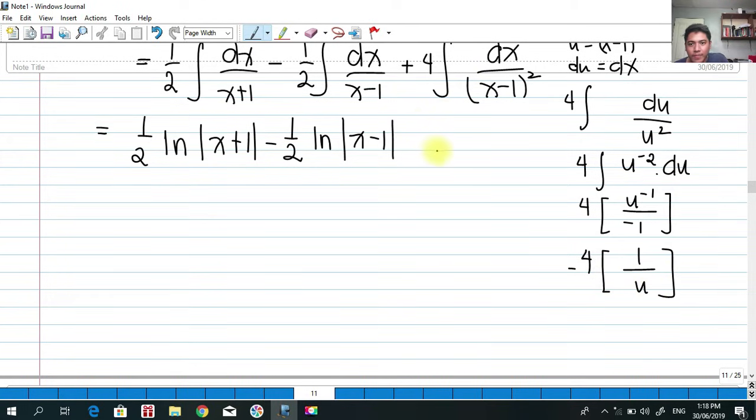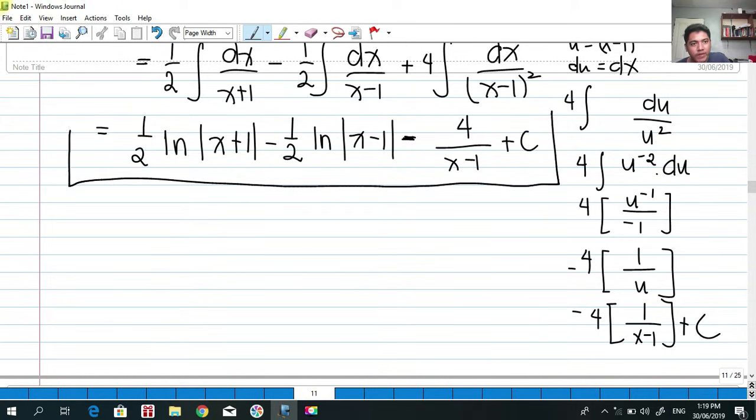So in other words, negative 4 over u, where u is equal to x minus 1. Let's not forget we have the plus c. So our answer here should be minus 4 over x minus 1 plus c. This is a minus sign because we have divided by negative 1 here.